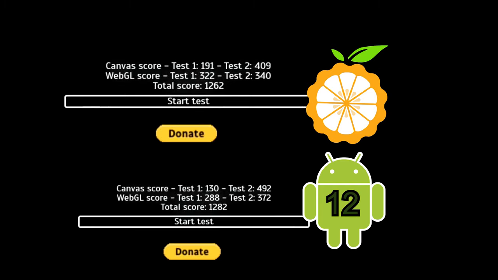Okay, so I'll put the scores on the screen. So Orange Pi OS score at the top, Android score at the bottom. So in test one, we had a better result from Orange Pi OS by quite a bit, 191 versus 130. In test two, Android 12 was better. And then in the WebGL scores, Orange Pi OS won that one, 322 versus 288. But then in test two, Android 12 comes back and wins that one at 372 versus 340. Very weird result. So one was better and then the other was better. So we can't really pick anything conclusive from that. But maybe we can from the Geekbench scores.